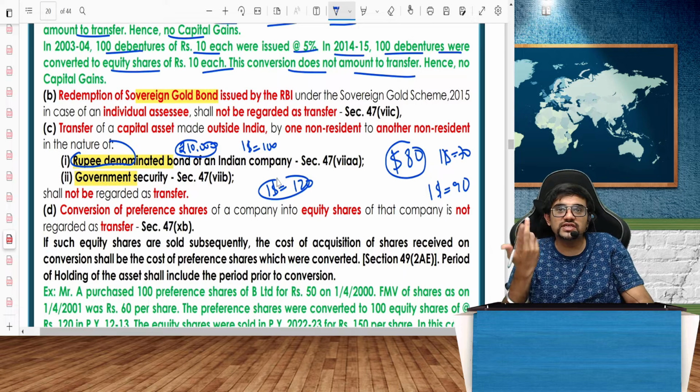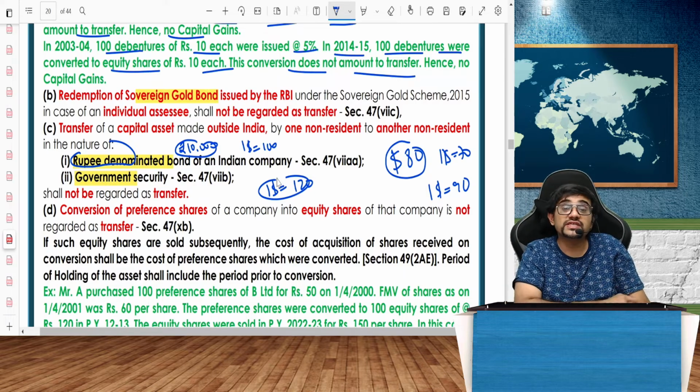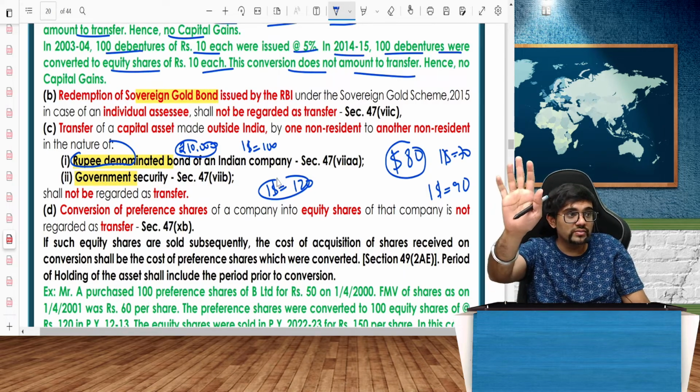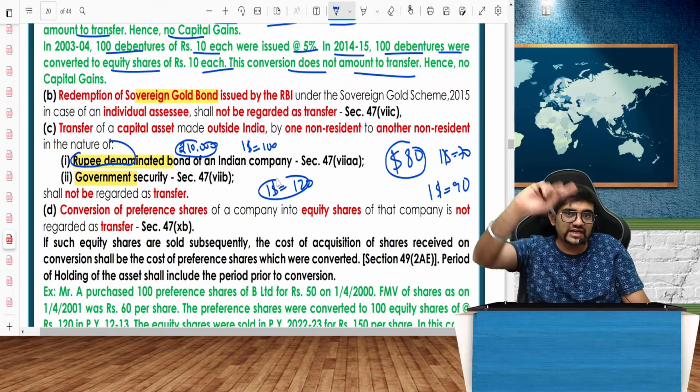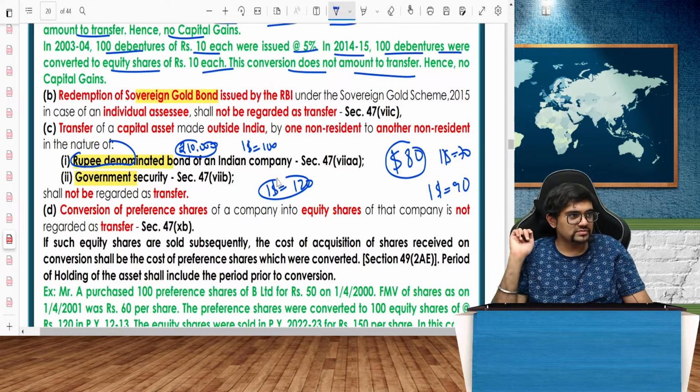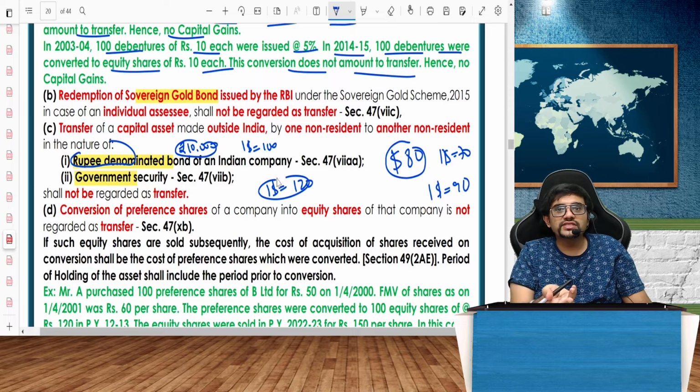Who will invest, guys? Nobody will invest. That's why the government did this. Okay, bro, you please agree to this: when you sell that anywhere to another non-resident, capital gains will be exempt. Are you understanding the logic? I know you will not buy. Who will buy a government security with no rate of return? Who will buy a rupee denominated bond? Nobody. So the government came out with a plan.